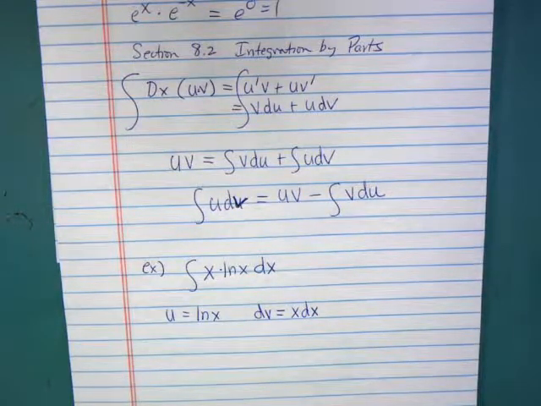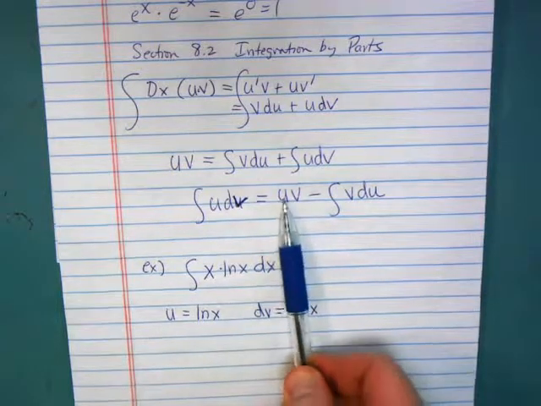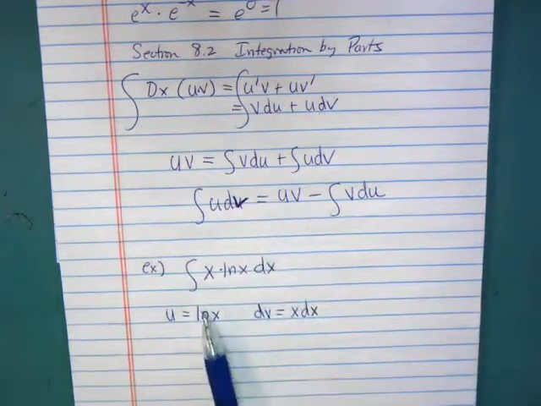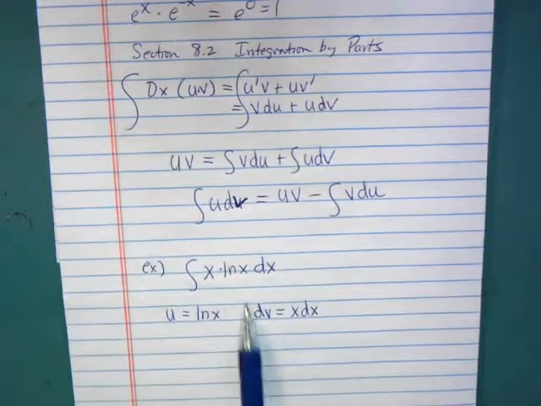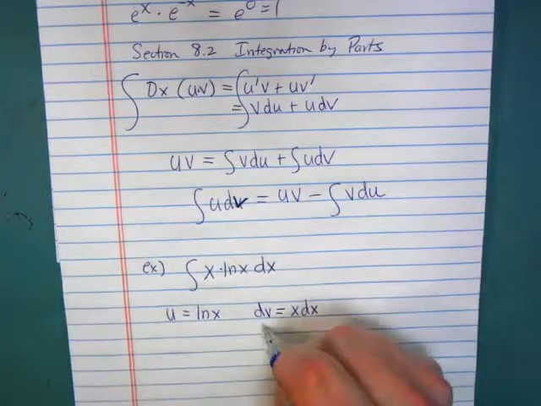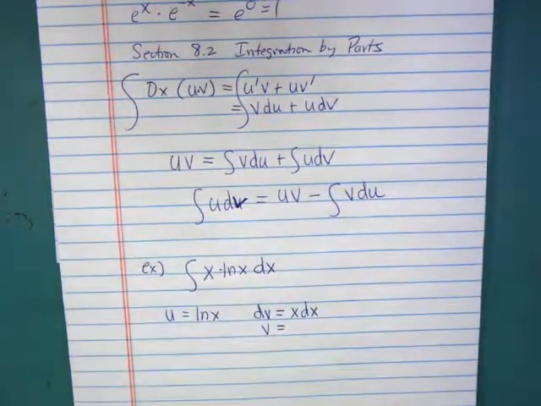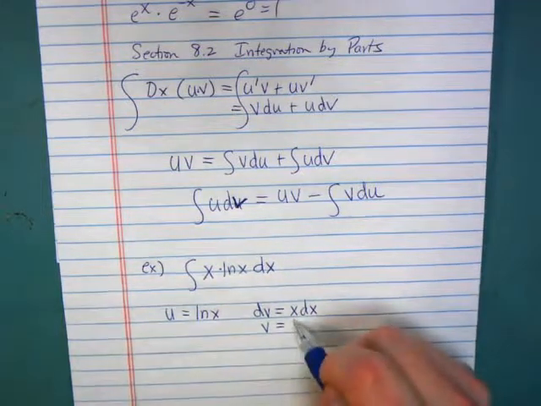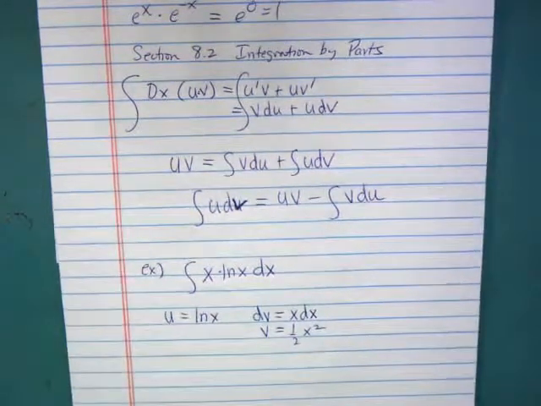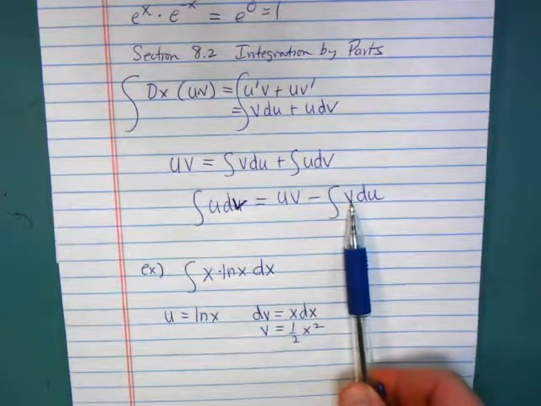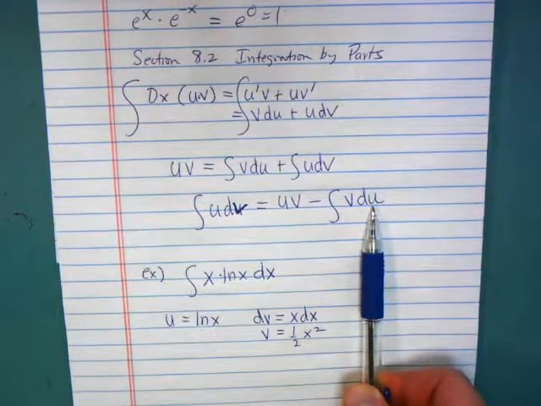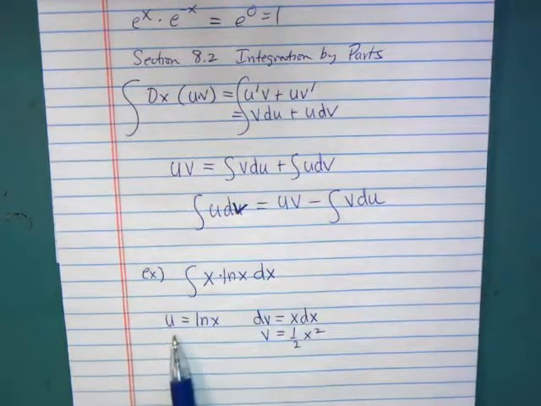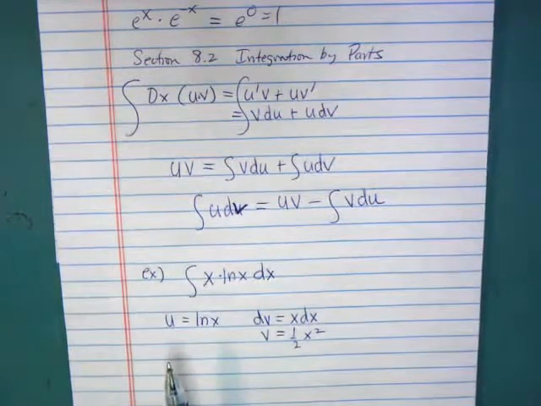All right. Then, to use this formula, I need to know u. Do I know u? Yes. I need to know v. To find v, I integrate dv. So v is 1/2 x squared. And then I need to know du. Do I know du? I derive u. So du is 1/x dx.